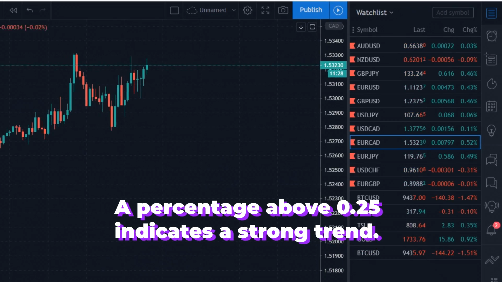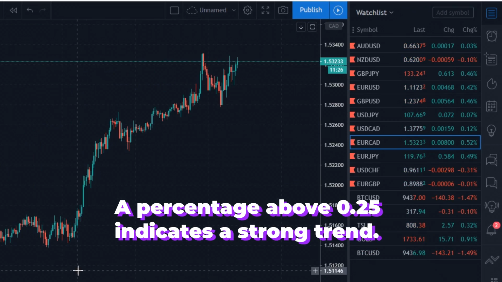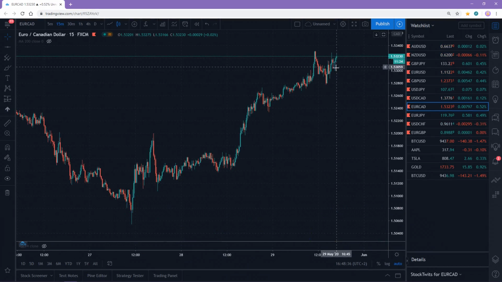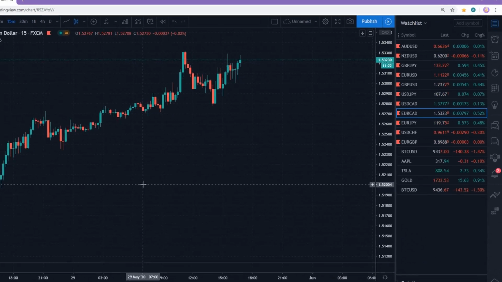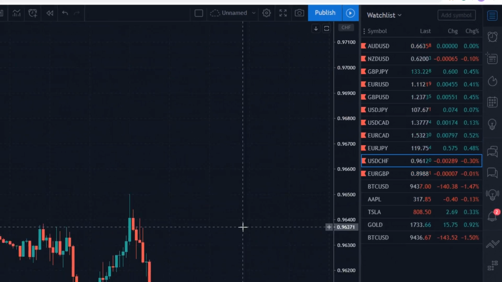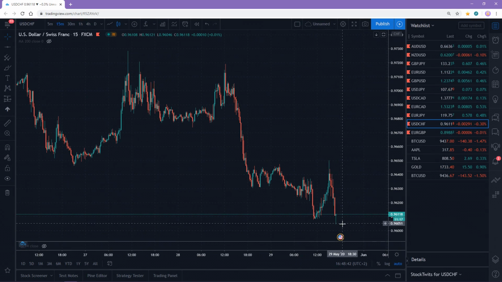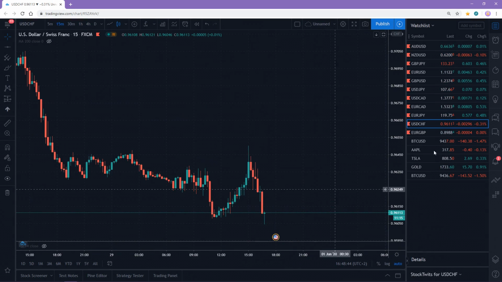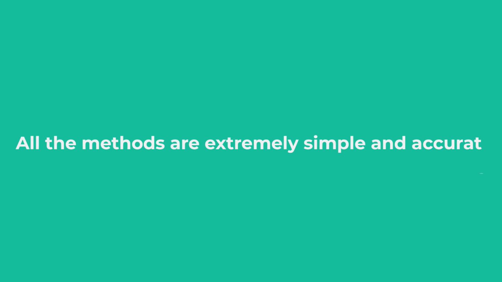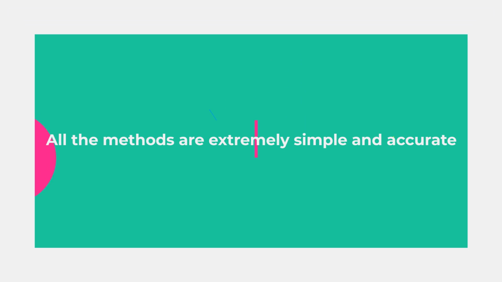So, a percentage above 0.25 indicates a strong trend. The higher the ratio, the stronger the trend. If it's green, there is an uptrend, while red indicates a downtrend at this moment. All the methods I mentioned today are extremely simple and accurate.